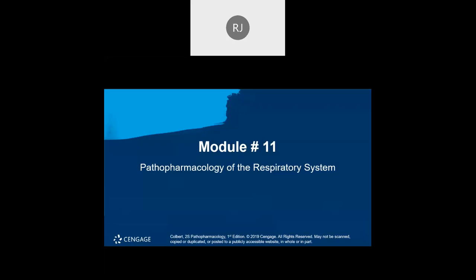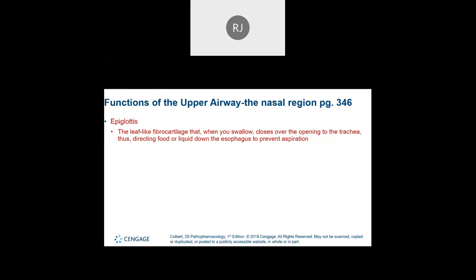Module 11, we're going to discuss the respiratory system diseases. On page 346, it talks about the epiglottis, the leaf-like fibrocartilage that, when you swallow, closes over the opening of the trachea, thus directing food or liquid down the esophagus to prevent aspiration. Now, our text calls this part of our body a traffic controller that acts as a lid or a door, allowing only air to travel down to your lungs and food and water to travel down to your stomach.